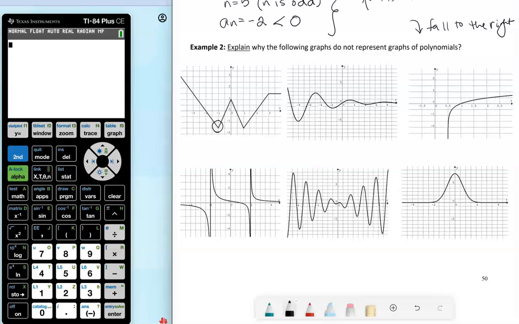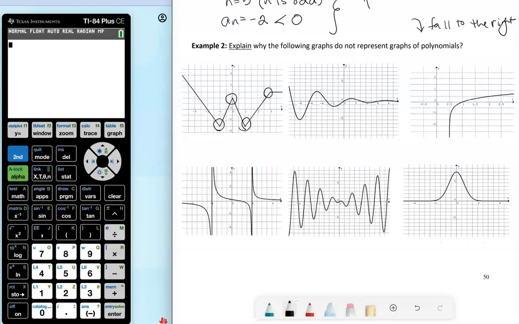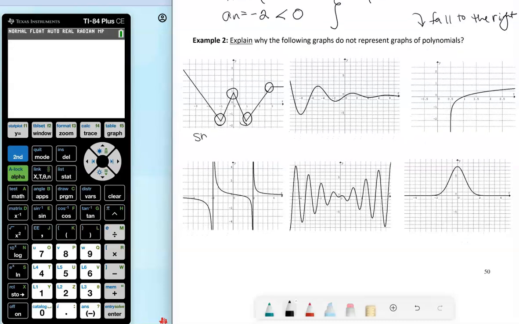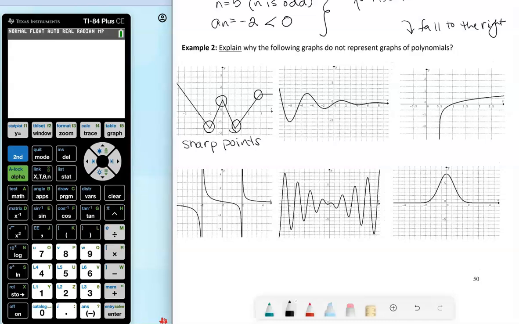On the first one, you note we have some sharp points, and also there's another property. It does not have an end behavior where it rises or falls to infinity. But I'm going to say sharp points as the main reason for why it's not a polynomial function. On the next one, when we take a look at it, the end behavior is not correct. I'm just going to say bad end behavior.